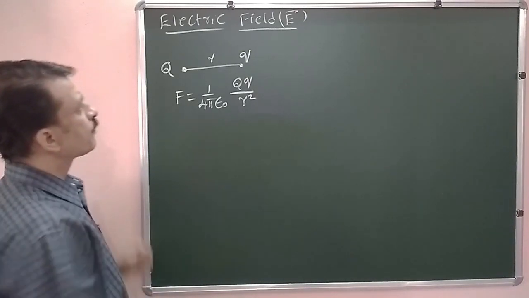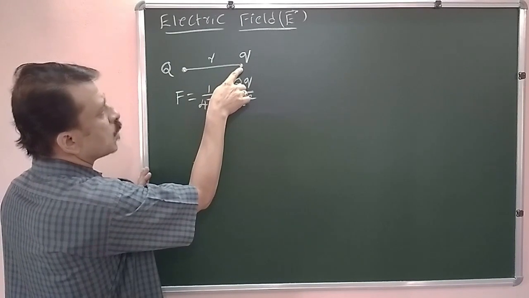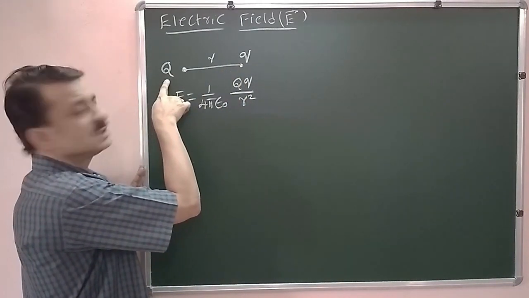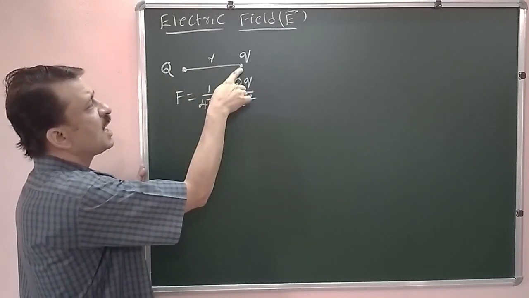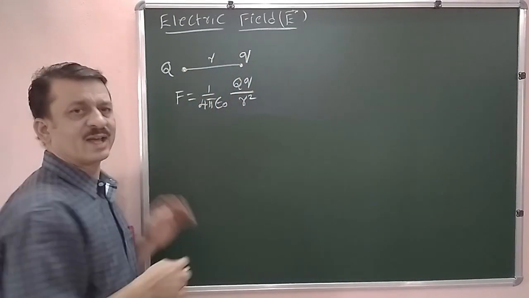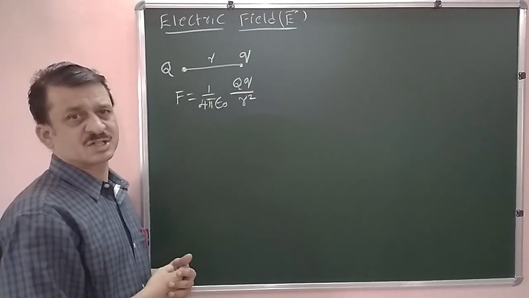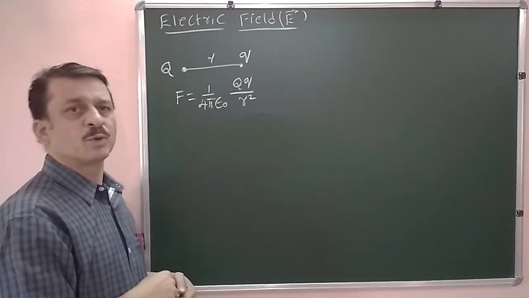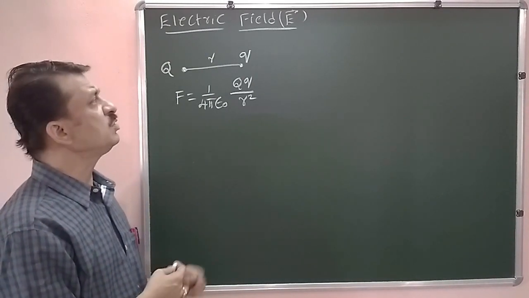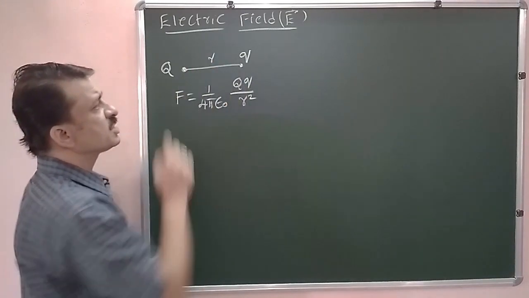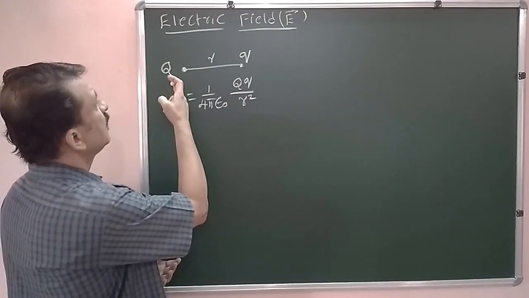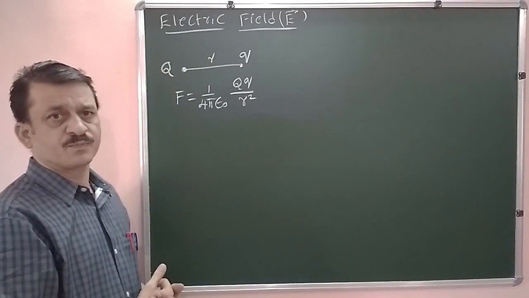That means I have considered some point at a distance r from the larger charge. At that point, I have placed another smaller charge. Let me call it a unit positive test charge. Now, this test charge is going to experience a force because of the larger charge.